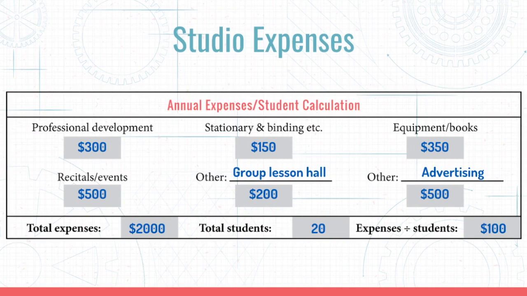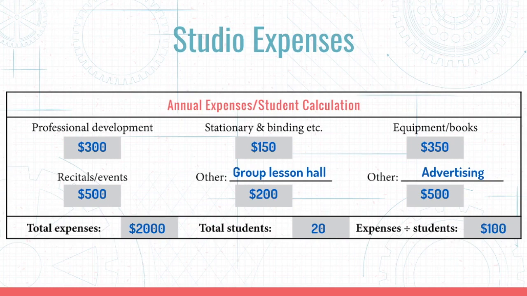So let's say you calculate your student expenses like this. You have $300 for professional development each year. Stationery and binding costs you $150, equipment and books $350, recitals and events $500. That's things like hiring the hall or any other expenses there. Maybe you do group lessons and you need a special hall for that. That's $200, and maybe some advertising costs you $500 a year.